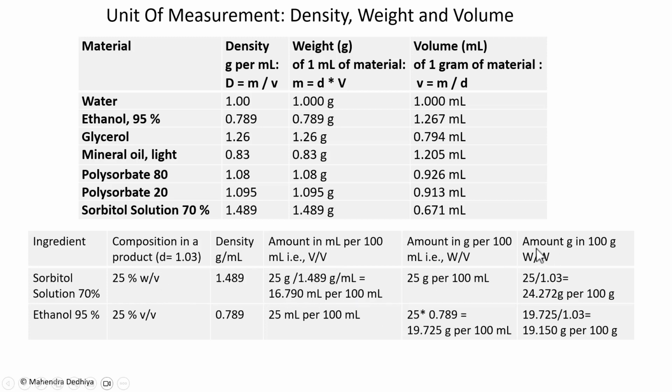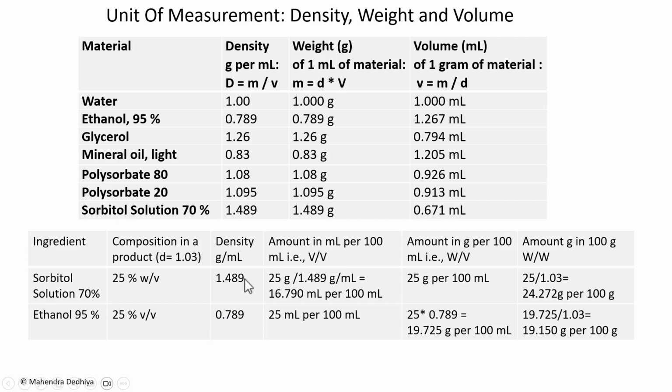In order to calculate the amount of grams per 100 grams, weight to weight, we need to know the density of the product. So 25 grams divided by 1.03 gives us 24.272. It is 24.272 grams of sorbitol contained in 100 grams. So we are correcting by the factor of density. Similarly for ethanol, we have 19.725 grams in 100 ml. We are correcting that for the density of the product, 19.725 divided by 1.03. So we have 19.150 grams per 100 grams. So weight to weight is 24.272 and 19.150. So this is how we can convert weight to volume, volume to volume, and weight to weight by using densities of the material.